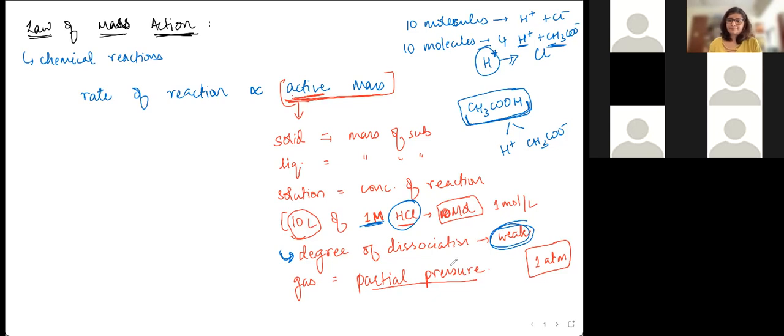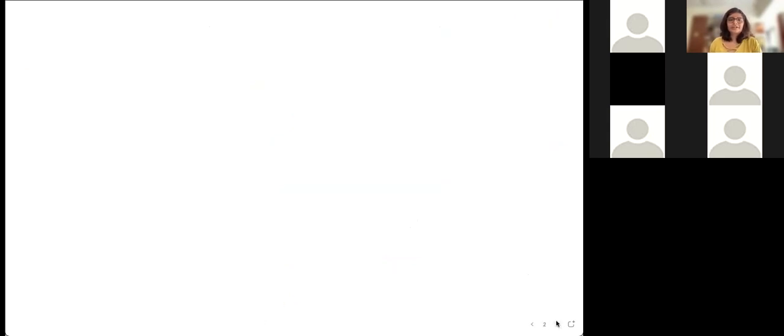Okay. For the mathematical expression, let's have a hypothetical equation where A and B react to give C and D. The small letters represent the stoichiometric coefficients, and the capital ones represent the reactants and products themselves. This means that a moles of reactant A react with b moles of reactant B to give c moles of C and d moles of D.